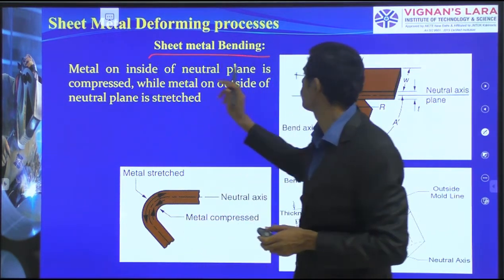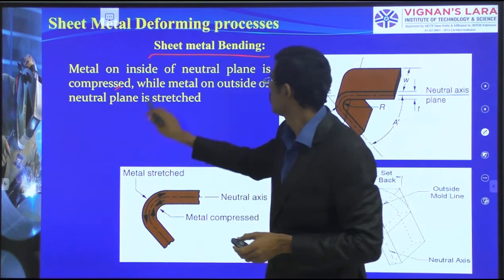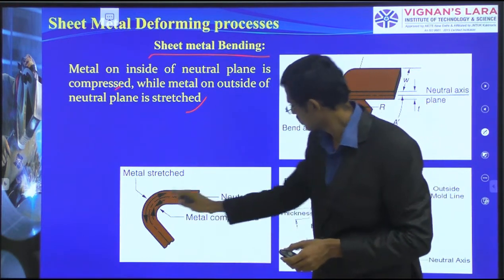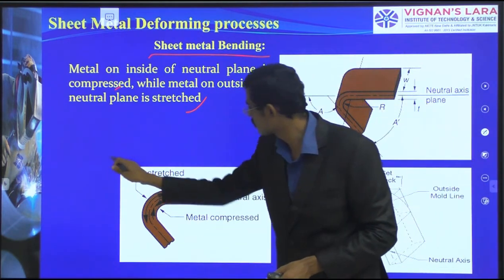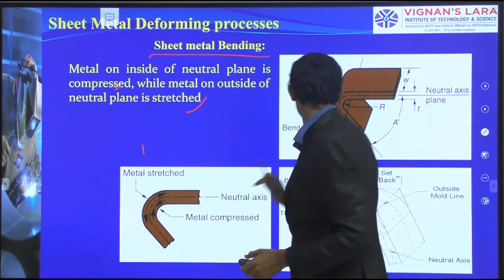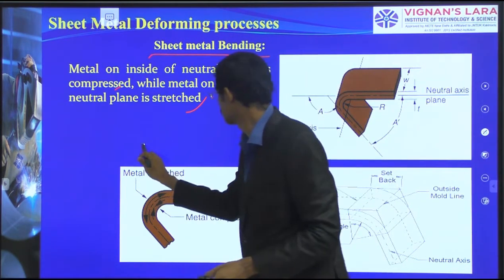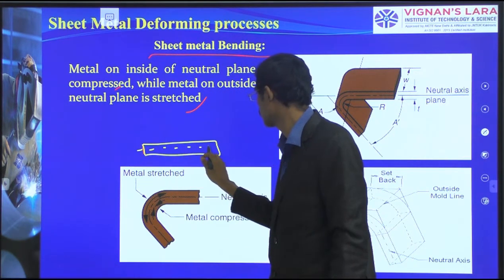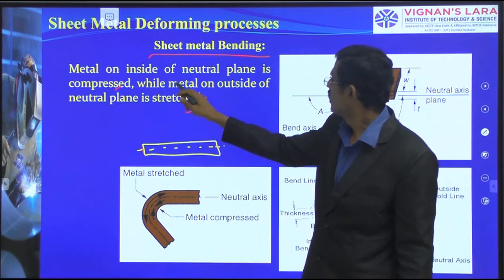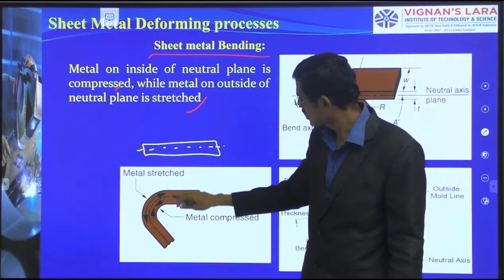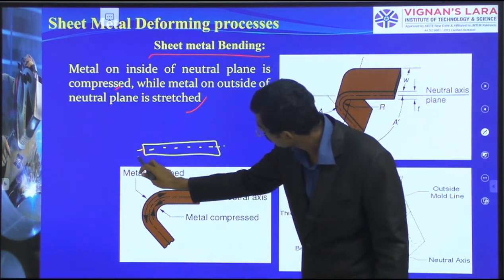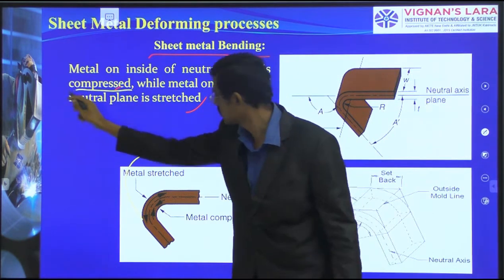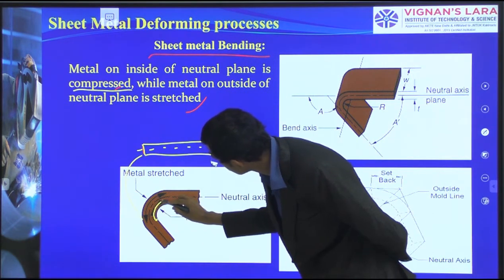The metal inside the neutral plane is compressed, while the metal outside the neutral plane is stretched out. You see this specimen, let us consider this is flat. So this is in the flat condition, and it contains one central axis, the neutral axis, right? Now, metal on the inside. So I am bending it in this U shape. Now I am going to bend here like this. The metal inside the neutral plane is compressed. You see this point is going to compress here.